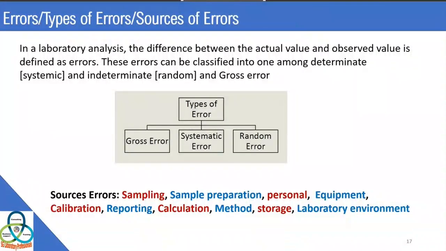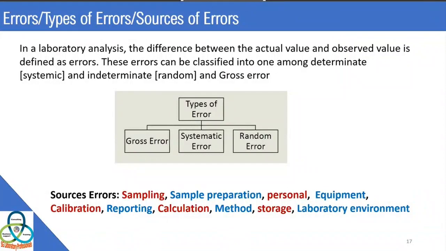Now, it is evident that we cannot achieve 100% accurate results. There will be some difference, and this difference is due to some error. Error can be classified as gross error, systematic error, and random error. The sources of error can be from sampling, preparation, personal, equipment calibration, reporting, calculation, method, storage, and laboratory environment.